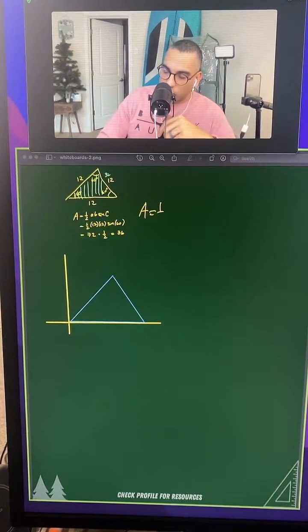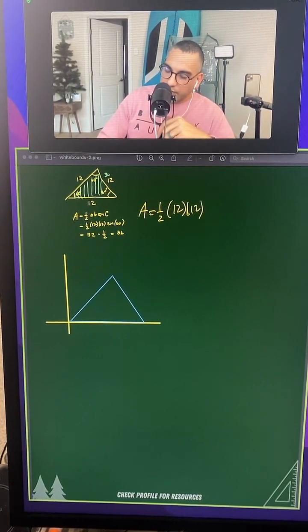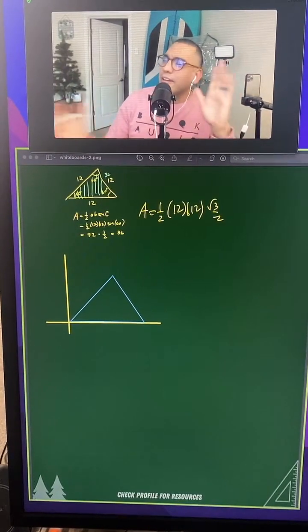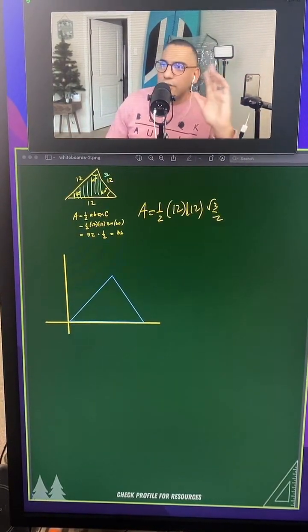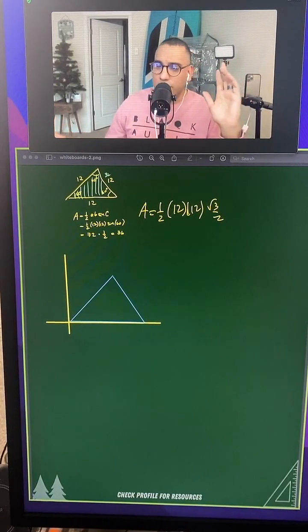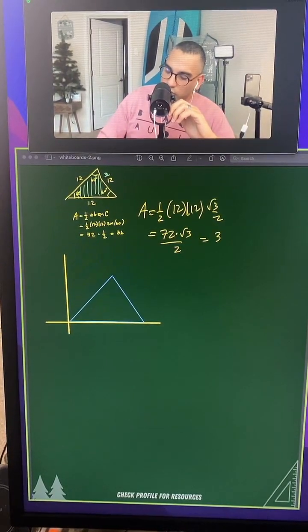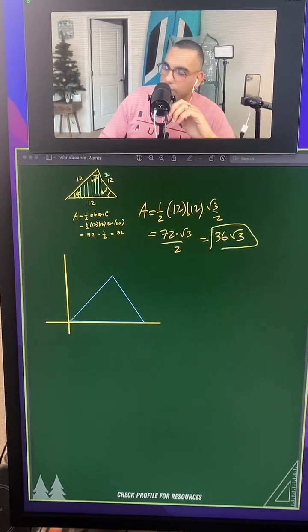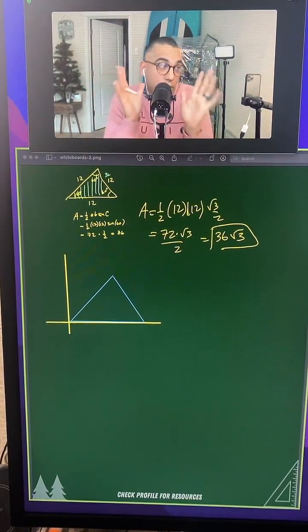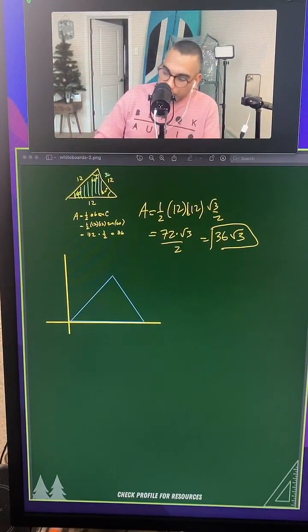So area is equal to 1/2 times 12 times 12. And then sine of 60 is root 3 over 2. I cannot believe I just talked about knowing the unit circle, and I'm forgetting it for whatever reason. It's Friday, guys, all right? Be nice to me. All right, so this is going to be 72 times root 3 over 2. So just a little different. The area should be 36 root 3. So we're going to show how we're going to prove that using the unit circle or some integrals, okay?